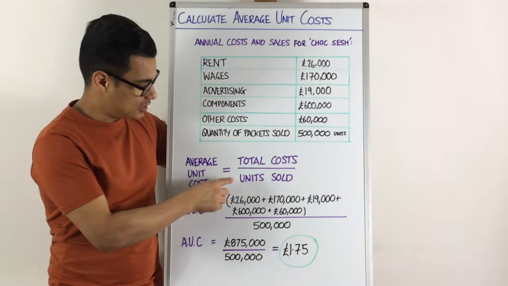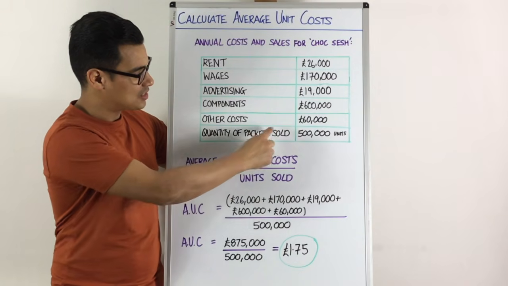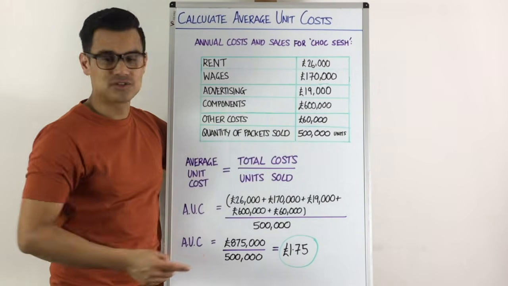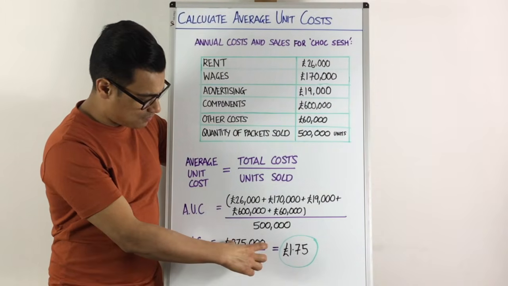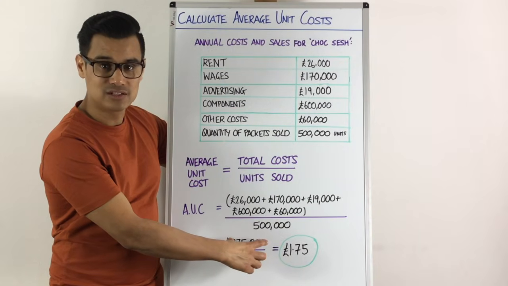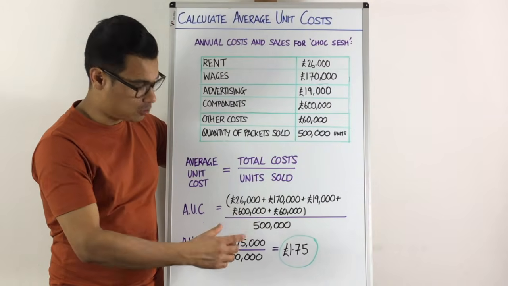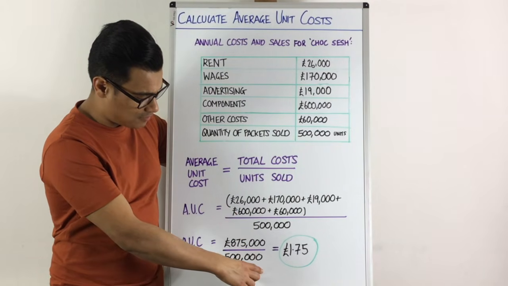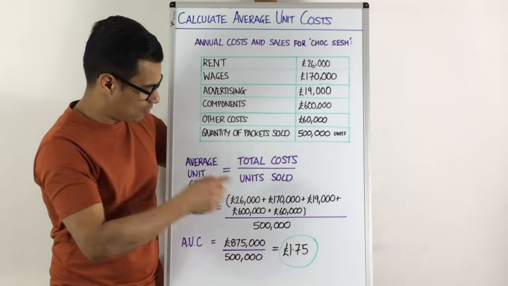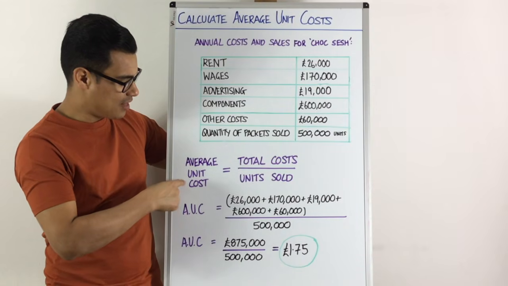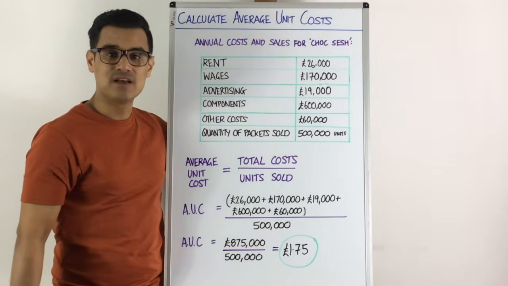On the other side of the equation is the units sold. And the units sold is given here because of the quantity of packets sold. And that is 500,000 units. So you need to make sure that the £875,000 that you calculated for your total costs is divided by how many units you sold. And how many units you sold is 500,000. So therefore, that would give you £1.75, which is your average unit cost. The average cost per unit is £1.75.